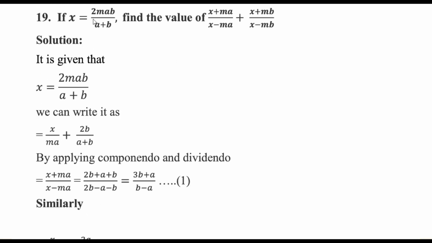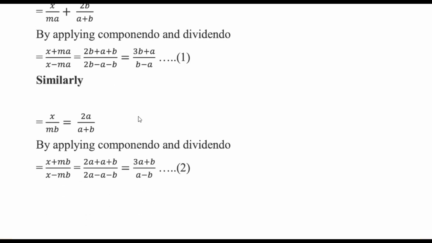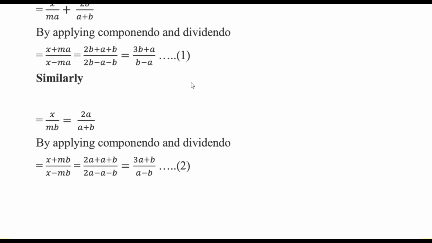If x is equal to 2mab divided by a plus b, find the value of x plus ma divided by x minus ma plus x plus mb divided by x minus mb. So first I will write this. After that we can write x by ma equals 2b by a plus b after componendo and dividendo, and make it equation number 1.